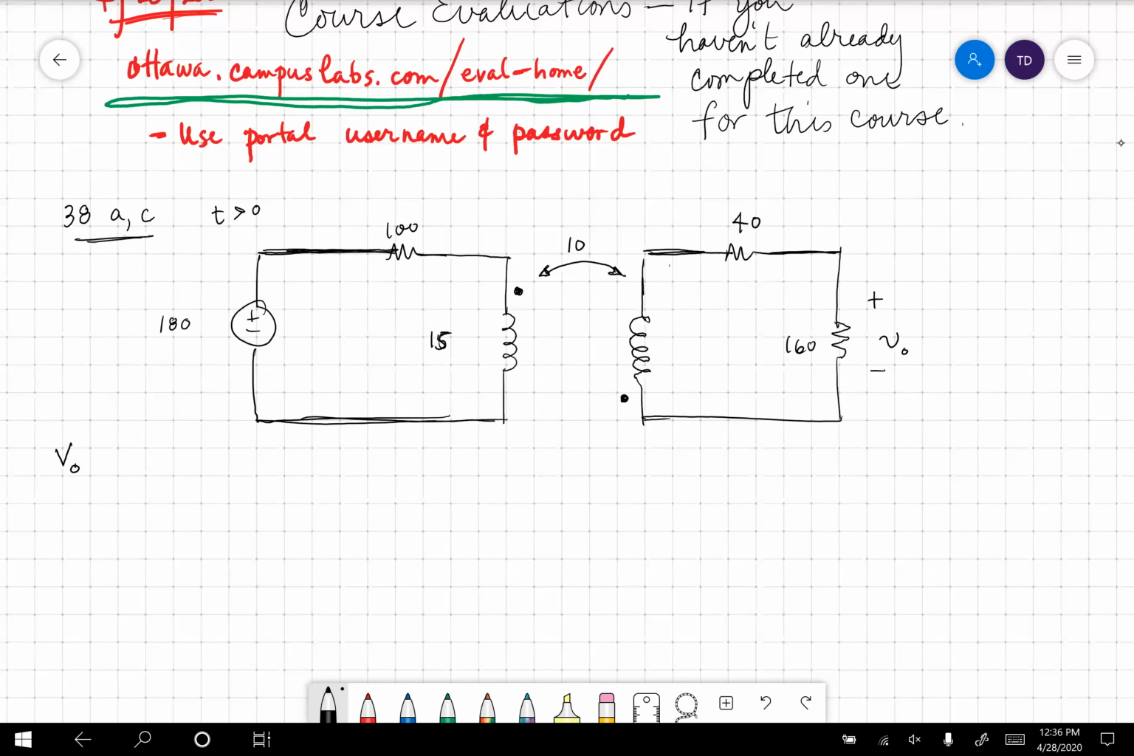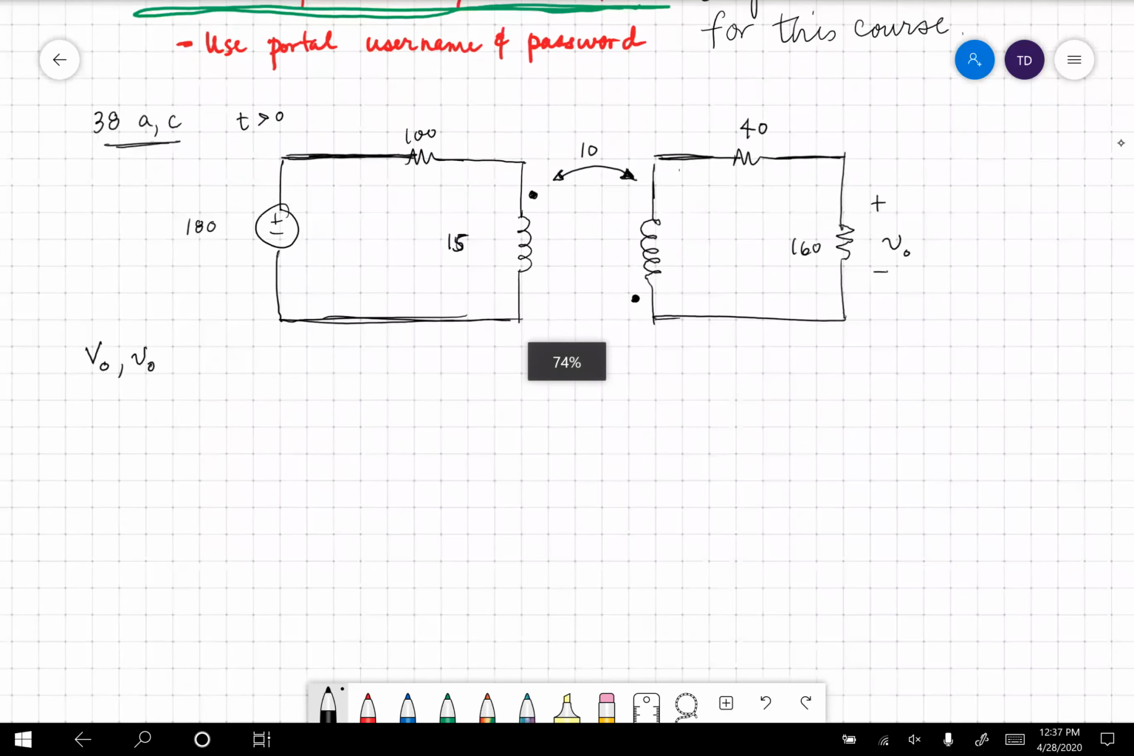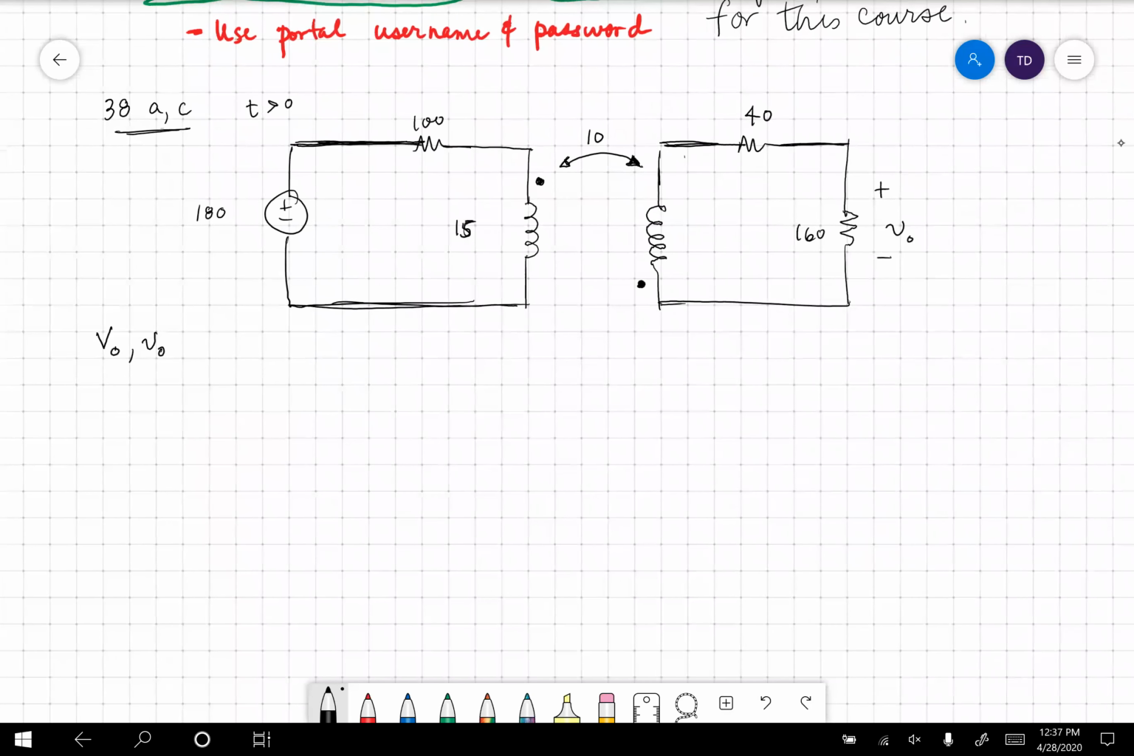So this is what we're after, V0. That was part A. And C, this problem is find little V0. Okay. Let's stare at this for a bit. We haven't seen mutual inductance in a while. So how do I know this is mutual inductance and not a transformer? How do I know to solve this problem using the mutual inductance rules and not the transformer rules?